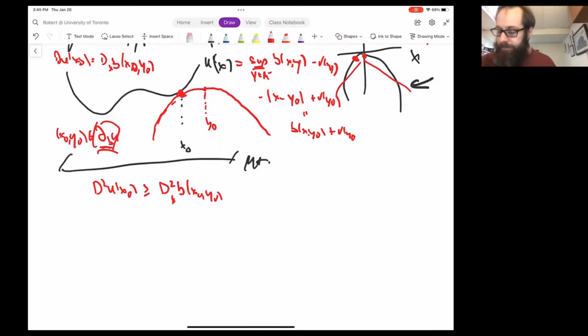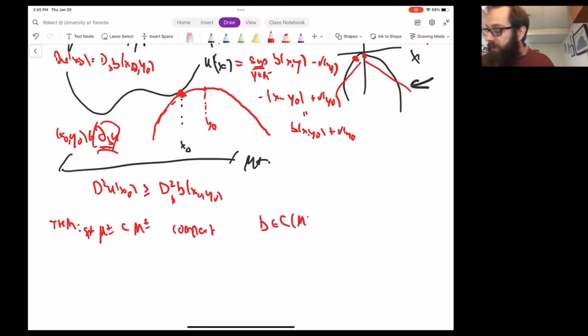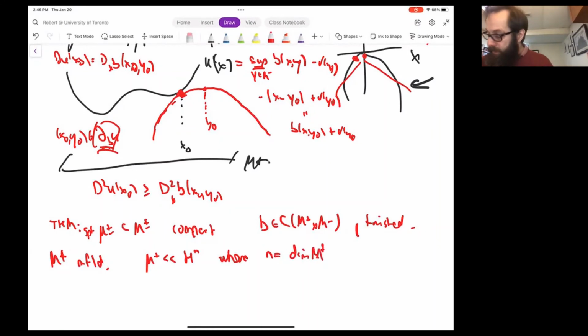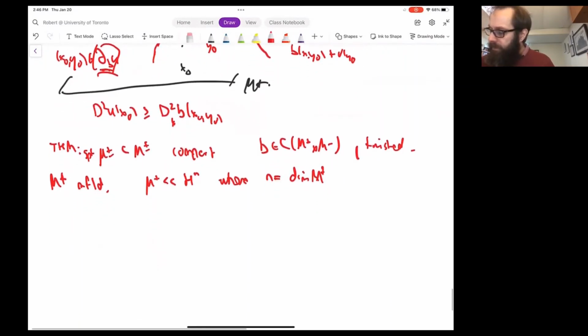So the theorem is that for simplicity, let's take mu plus and minus compact, b be continuous and twisted, so actually continuously differentiable in the first variable. Obviously, M plus should be a manifold. And mu plus absolutely continuous with respect to Lebesgue on that manifold. Then the theorem has three parts.